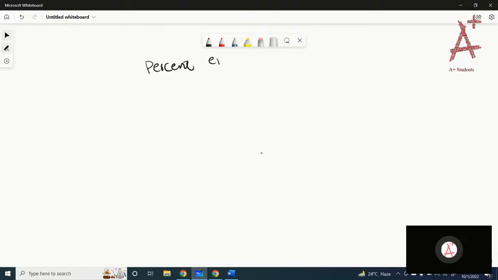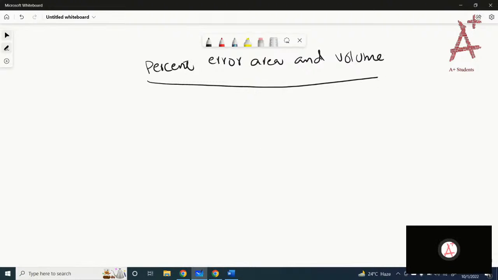Okay, percent error, area, and volume. Let's start with the example. The rectangular prism below is labeled with its measured dimensions. Taking measurement error into account, what is the percent error in its calculated volume?